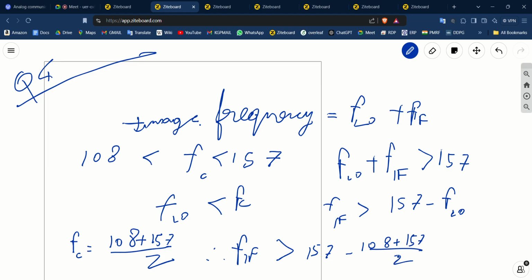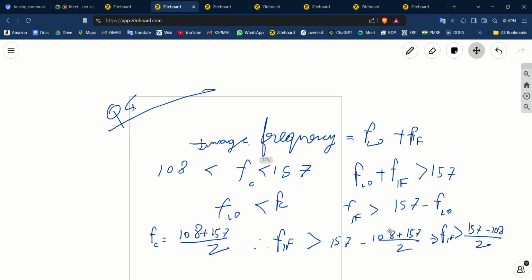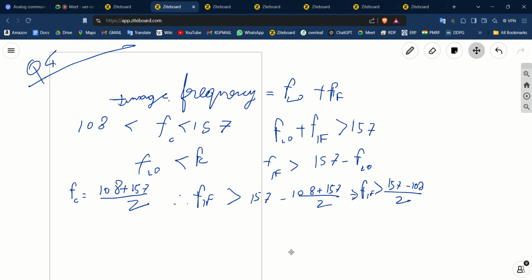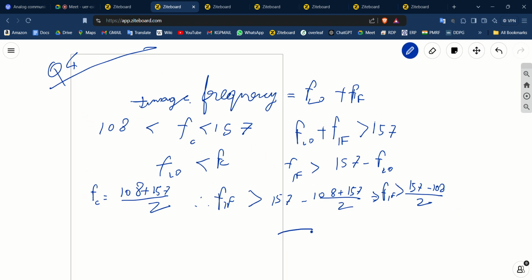This implies FIF should be greater than 157 minus 108 by 2. This can be further simplified: FIF is greater than 157 minus 108, which is 49, so greater than 49 by 2.